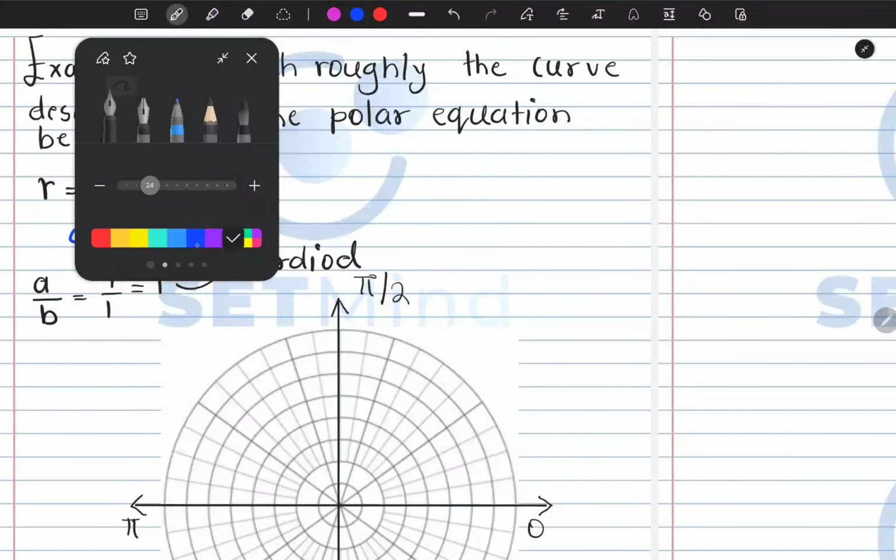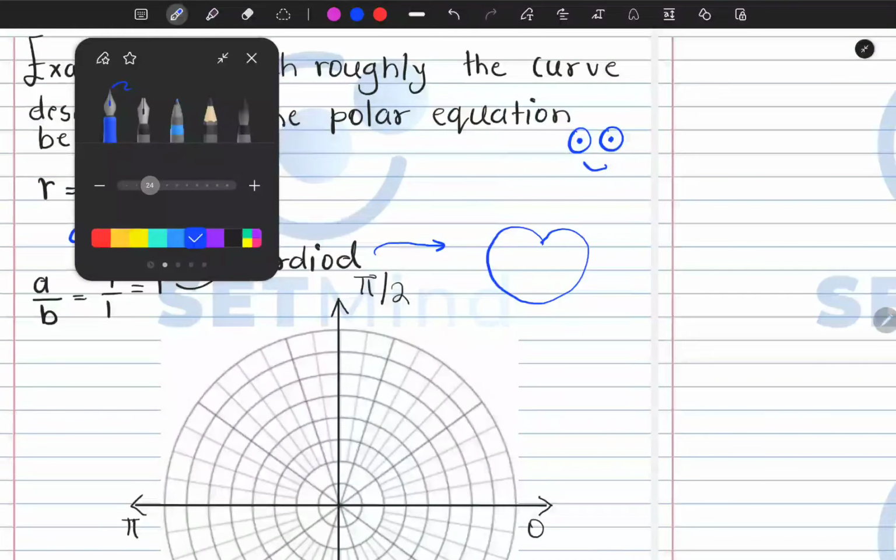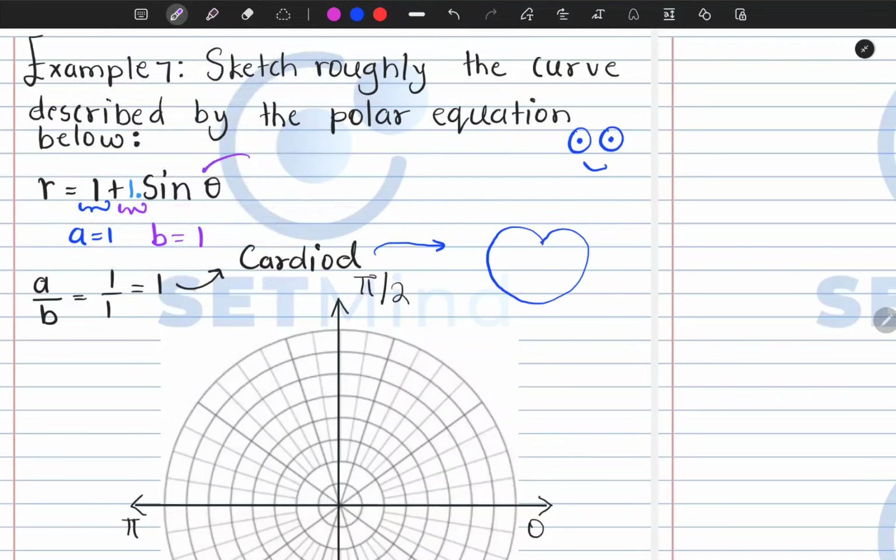And by now we should know that whenever you see cardioid, you should be thinking of a heart-looking kind of shape, like that. That is what should come to our mind. And that should make you smile a bit whenever a divided by b equals 1, because you know how the shape should look.